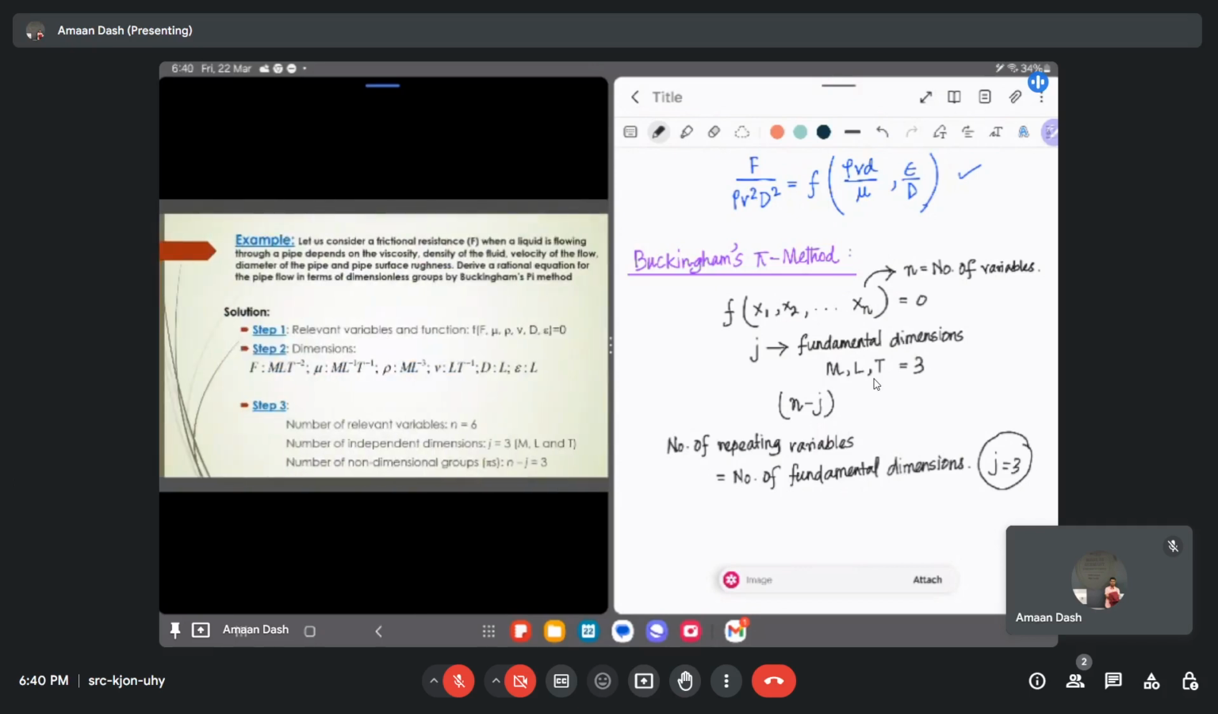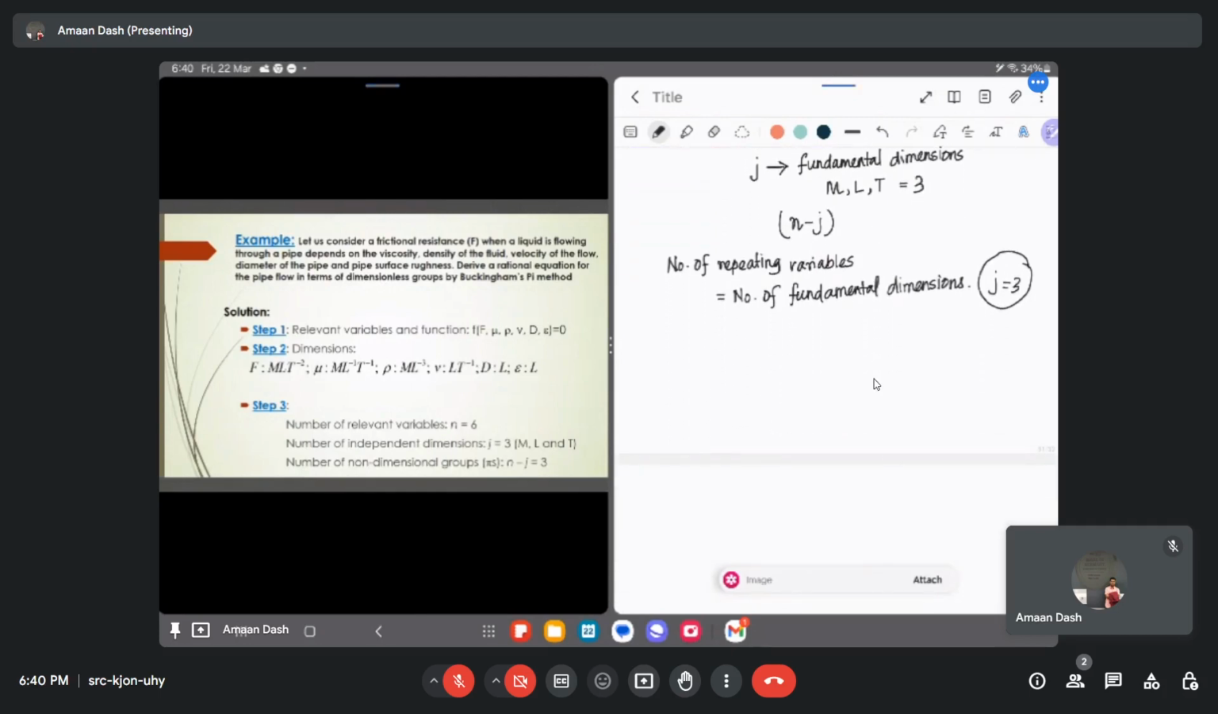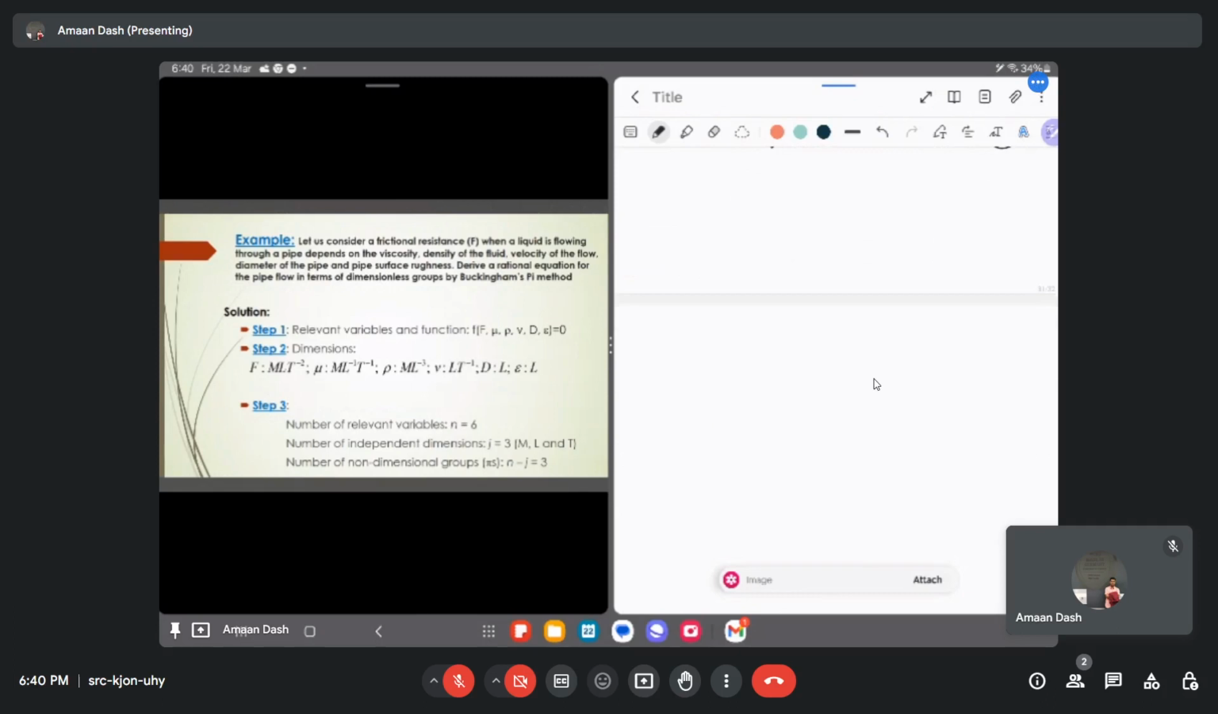So let us try to understand this with an example. I think with an example, it is easier to understand. Let us consider the frictional resistance force that we have already discussed. That is F, and it is dependent upon many terms, but here we will be writing it like this: a function of F, mu, rho, V, D, and epsilon is equal to 0. Right? And all the dimensions we have also noted down.